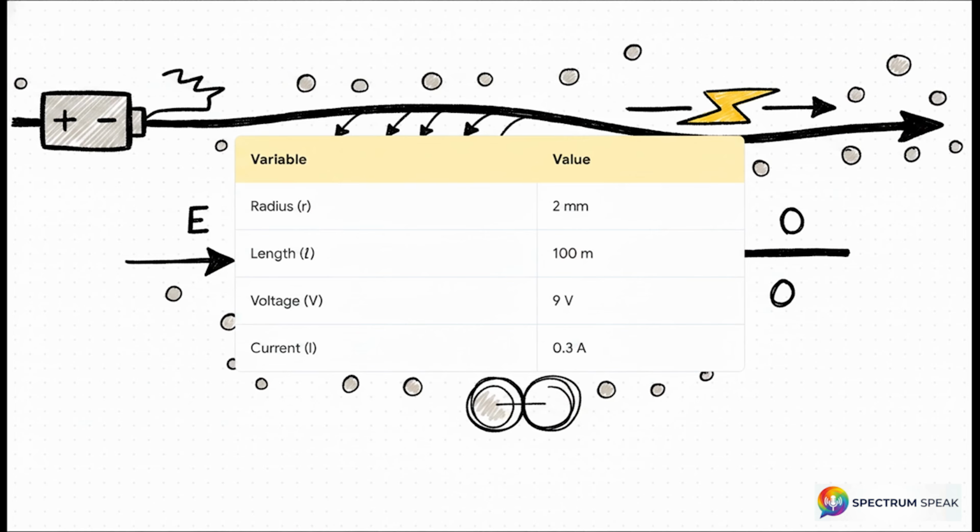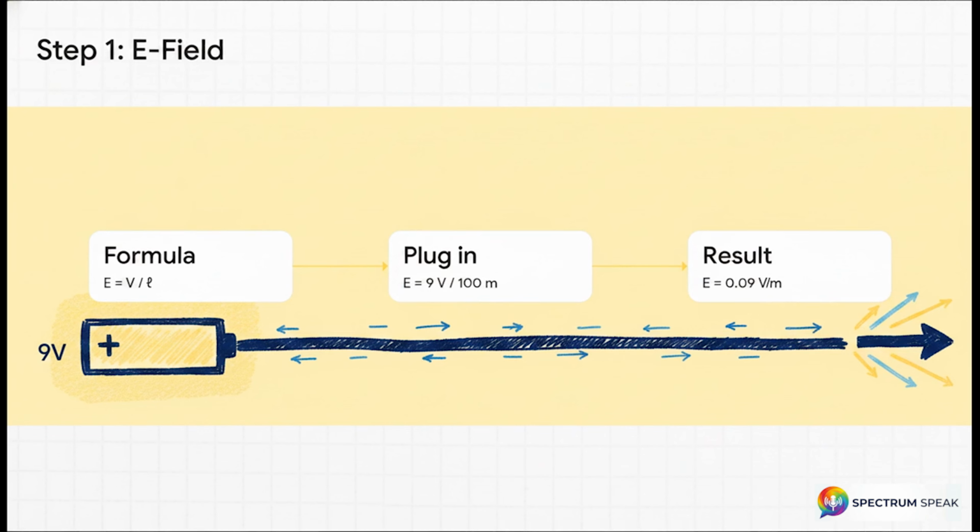Let's break this down step by step. The absolutely crucial first step is to just start simple. We find the uniform electric field by dividing our 9 volts by the 100-meter length of the wire. Since the field is perfectly uniform here, E just equals V over L. So plugging in those values, 9 divided by 100 gives us exactly 0.09 volts per meter. That right there is the actual driving force that's pushing our electrons down the length of the wire.